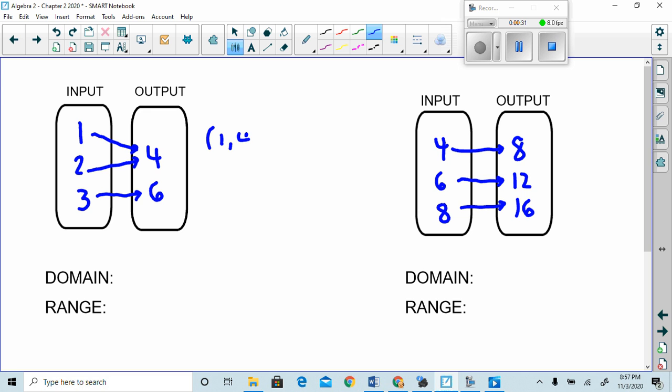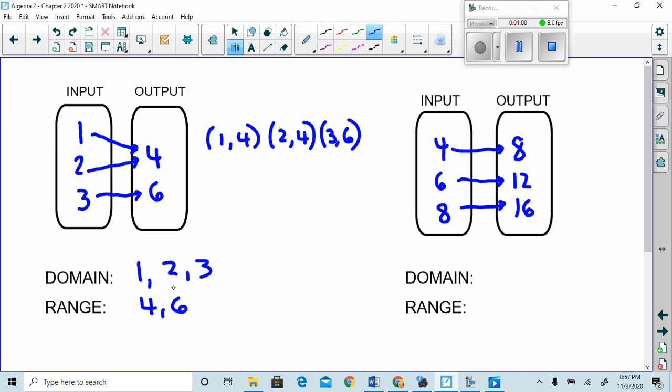1 is paired with 4, 2 is paired with 4, and 3 is paired with 6. Again, I can graph those. If they ask you for the domain, all they want is a list of those input values. If they ask you for the range, we're not calculating anything. Don't confuse range here with the mean, median, and mode range where you're doing some subtraction. This is just a list.